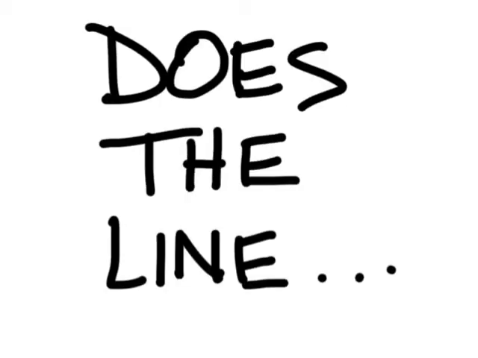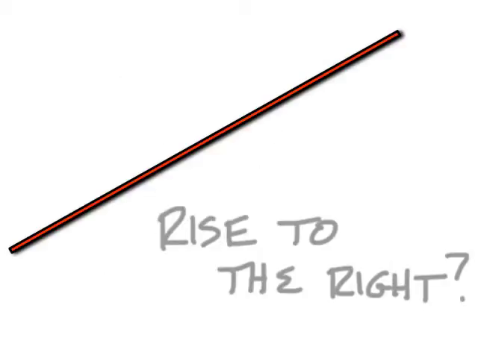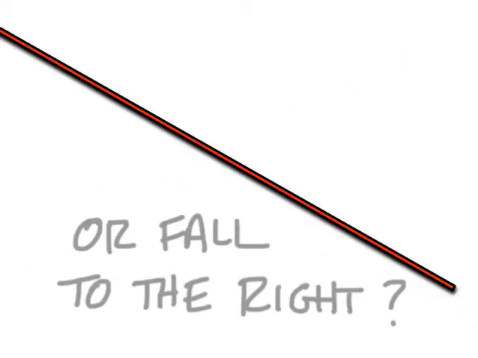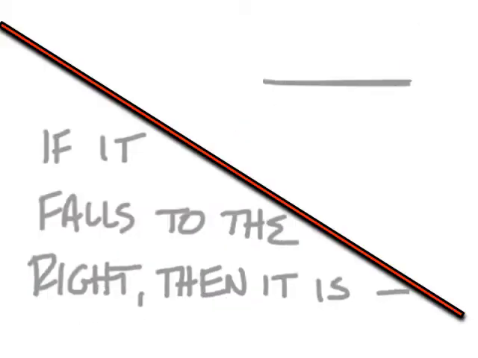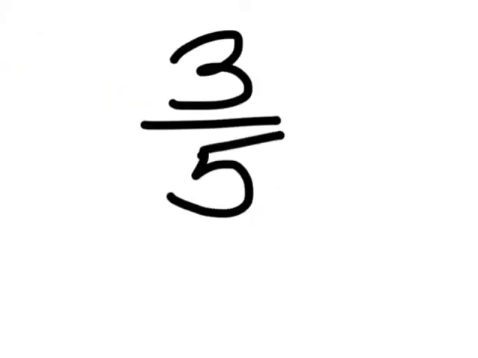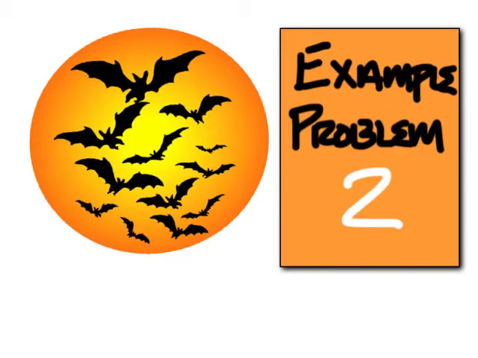But before you finish, you have to figure out something else. Does the line rise to the right, or does it fall to the right? If it rises to the right, then the slope is positive. If it falls to the right, then the slope is negative. The slope is 3 over 5, but what sign should it be?